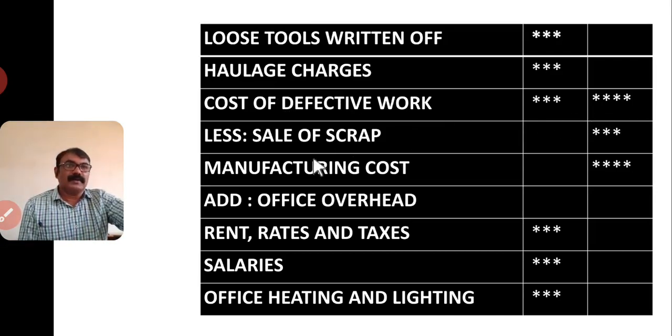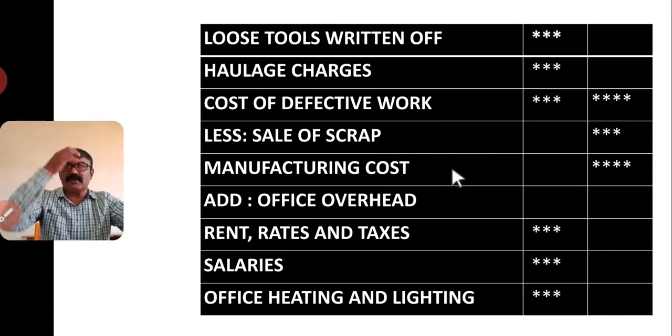After adding all these items, we write in the outside column: less sale of scrap. By deducting this, we get the manufacturing cost, which is also called the factory cost or works cost.